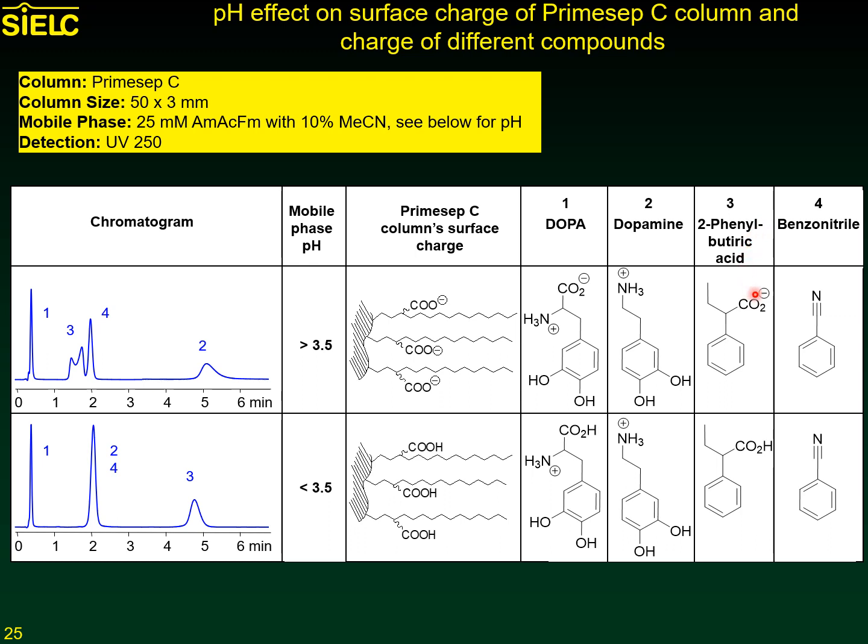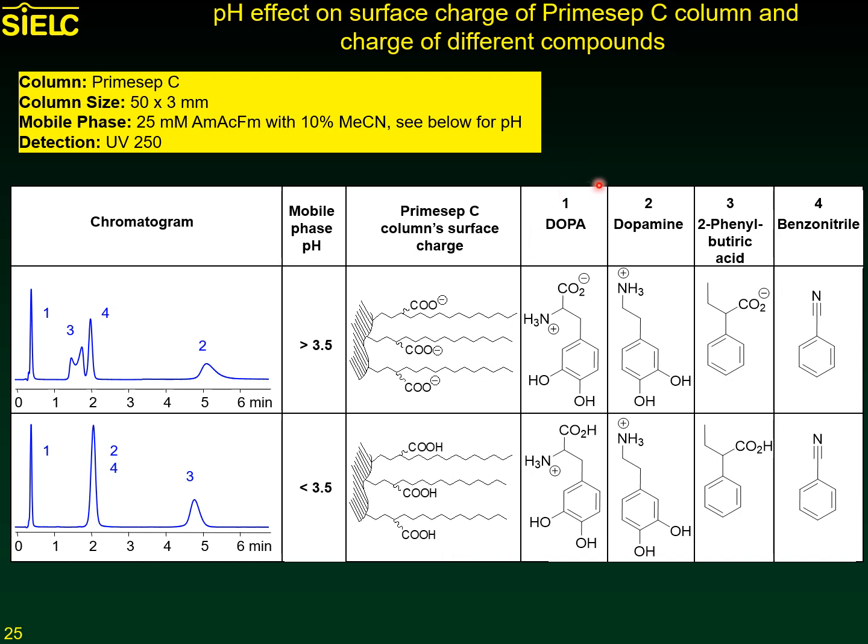2-phenylbutyric acid is in its deprotonated carboxylate form, and benzonitrile is neutral under these conditions. This is why these two compounds elute at fairly similar retention times, as they are mainly retained by reverse phase mechanism. By comparison, if one tries to elute the same three compounds at a mobile phase pH that is lower than 3.5, the carboxylate groups have been neutralized and are now just carboxylic acids, and so the only mechanism for separation that one is able to use is dominantly reverse phase.